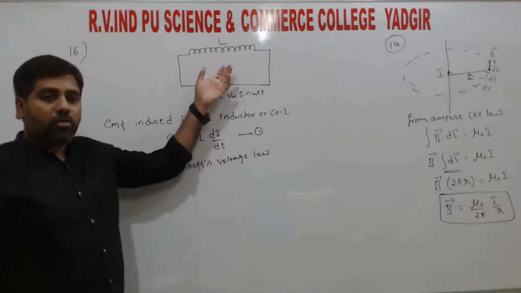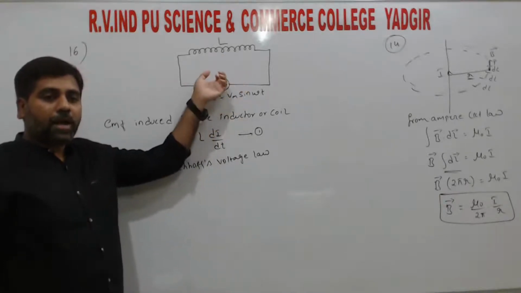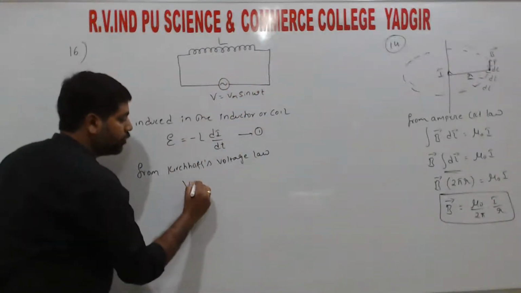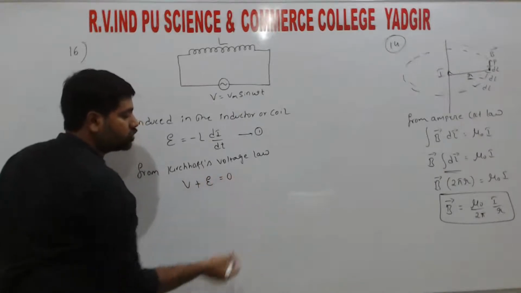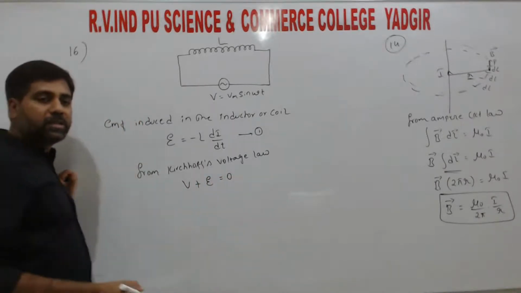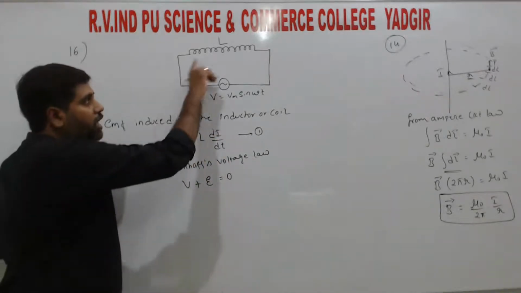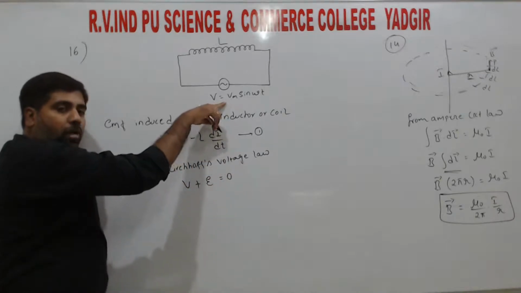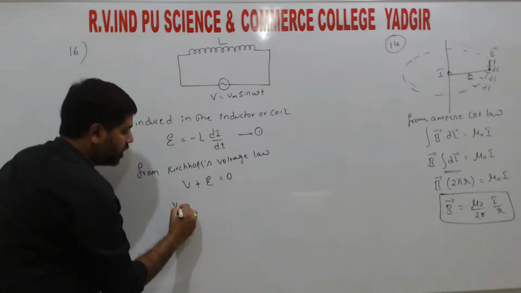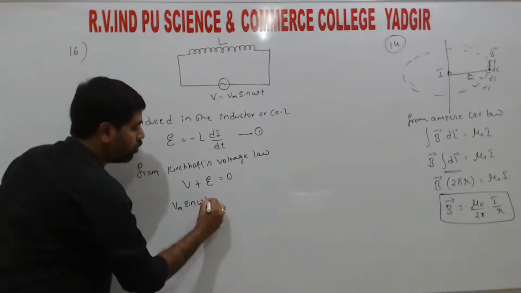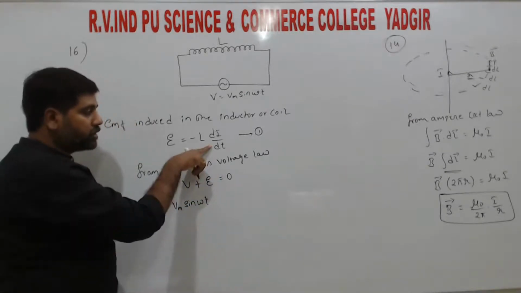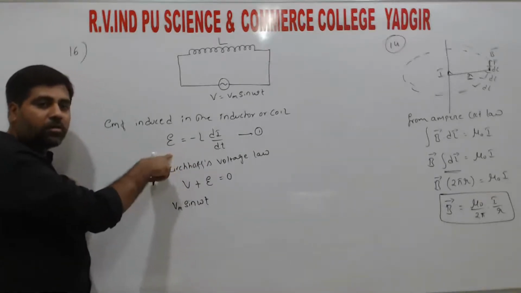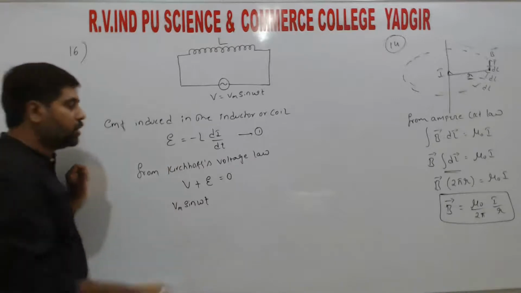from the Kirchhoff voltage law, the sum of the potentials, the sum of the EMFs or the voltages in the circuit or in the mesh, is equals to the IR product. Here there is no resistance, so V plus E is equals to 0, right? The applied voltage V is Vm sin omega t. From the first equation, EMF E, remember that it is also a voltage, it is not a force.